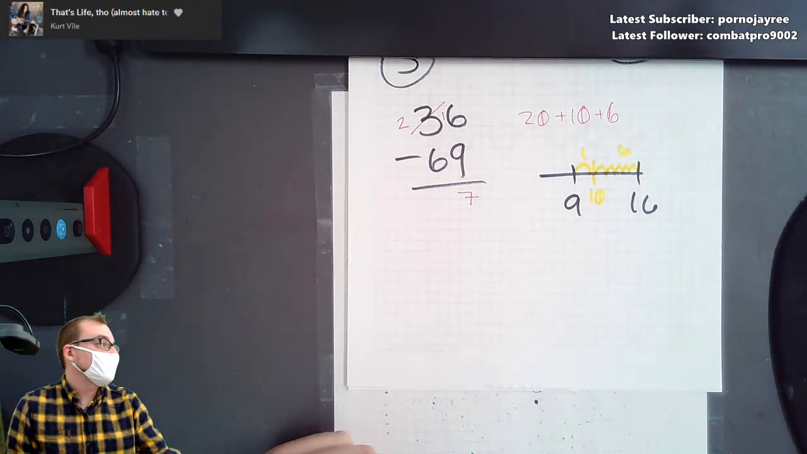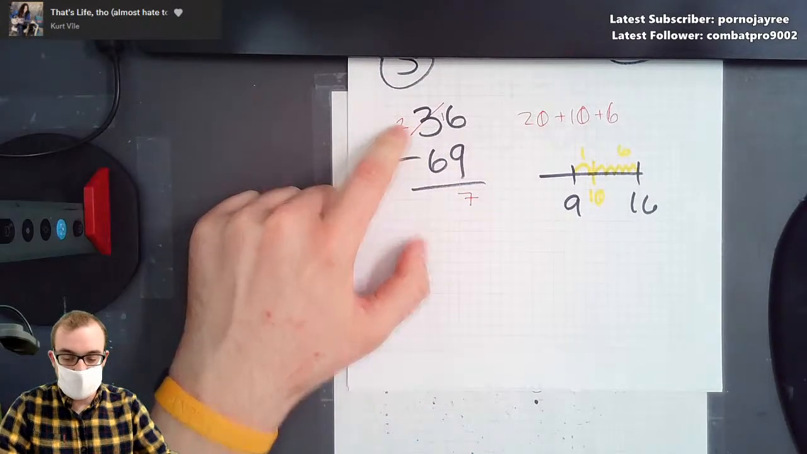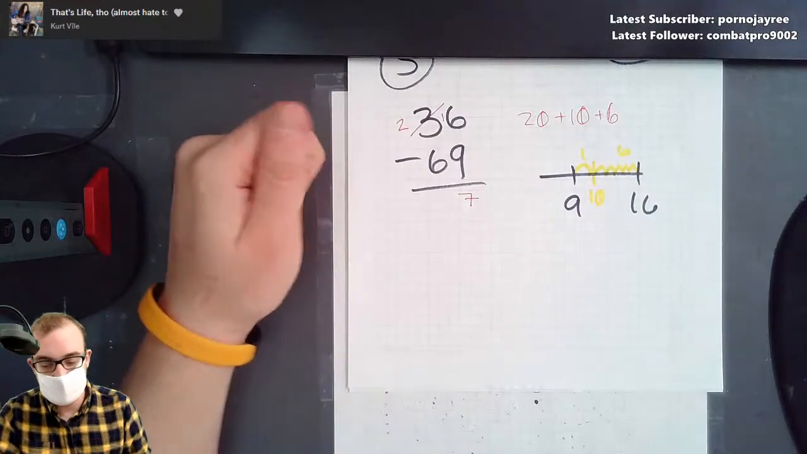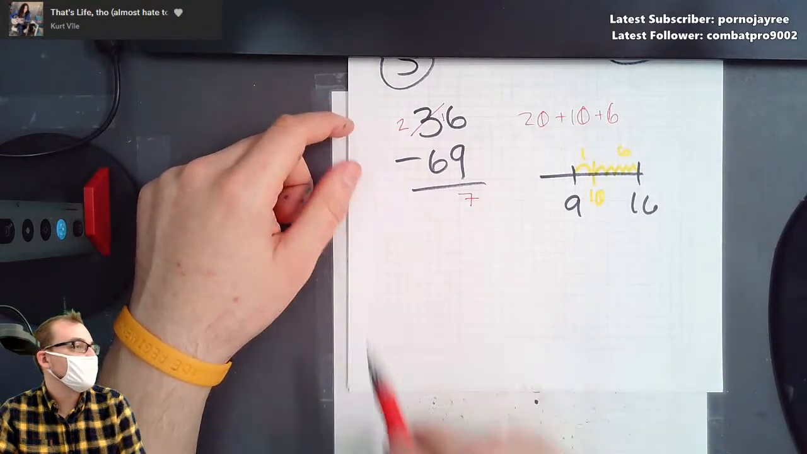Counting up works. I like that. So I know it's 7. And then I've got 20 minus 60. What's 20 minus 60? Oh, no. Can't do that. Got to borrow. Oh, no. There's nothing to borrow.